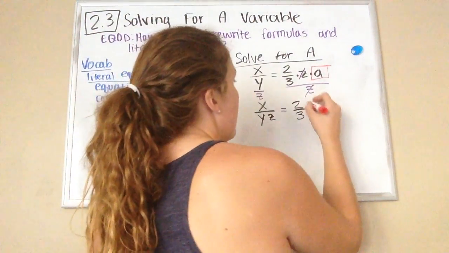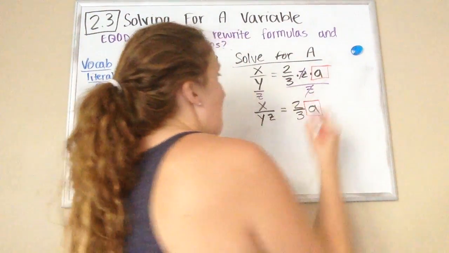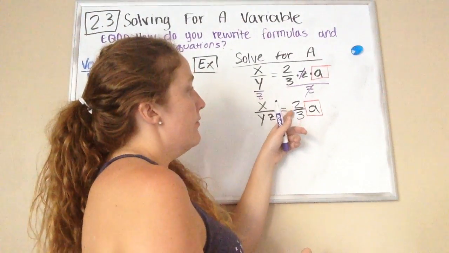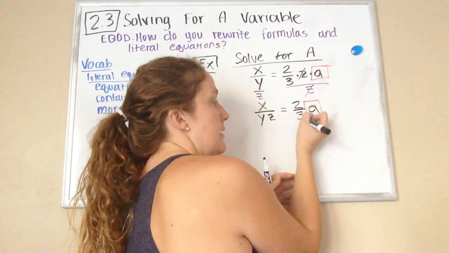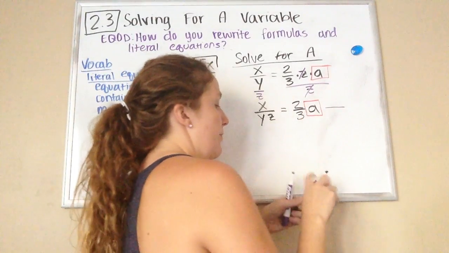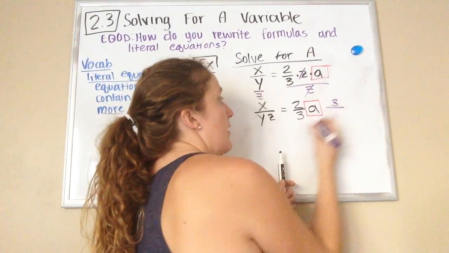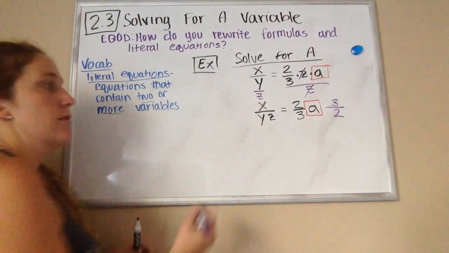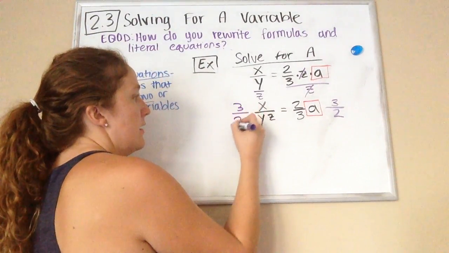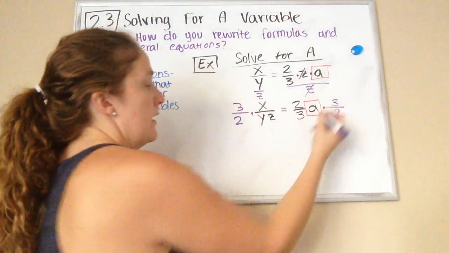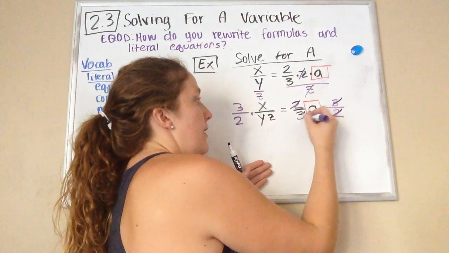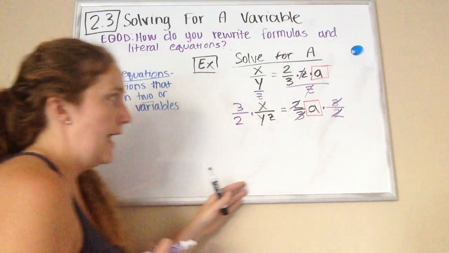So we're still working on getting that A by itself. We got to get rid of this 2/3. So in order to do that, we are actually going to multiply by the reciprocal. So this is 2 divided by 3. So since it's divided by 3, we're multiplying by 3 and dividing by 2. Anything we do to one side, we've got to do to the other side. So we are multiplying by this. So 2 divided by 2 is 1. 3 divided by 3 is 1. And we're going to be left with just A.